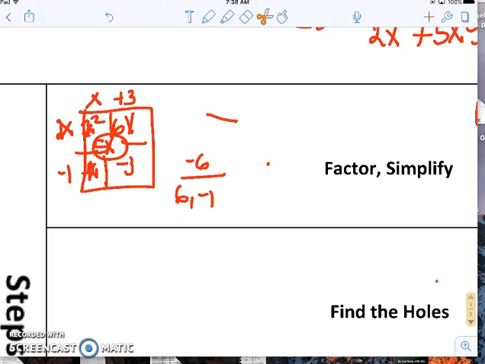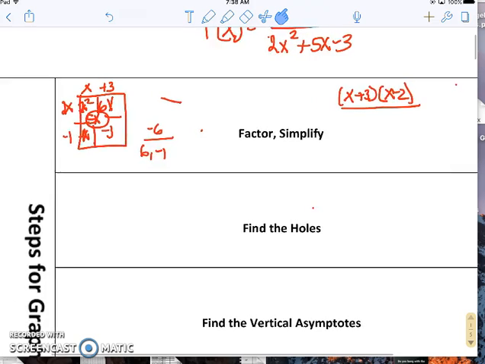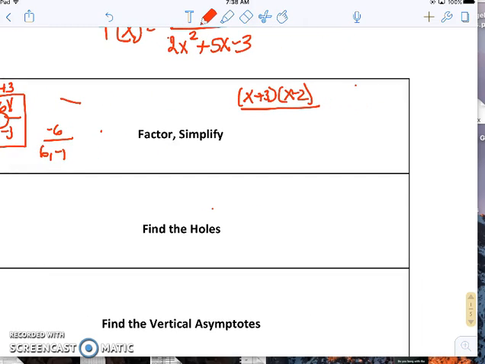minus 1. So we can go back over here and we have x plus 3, 2x minus 1. And if we notice, it says simplify. Well, x plus 3 over x plus 3 is 1. So we're left with x minus 2 divided by 2x minus 1.